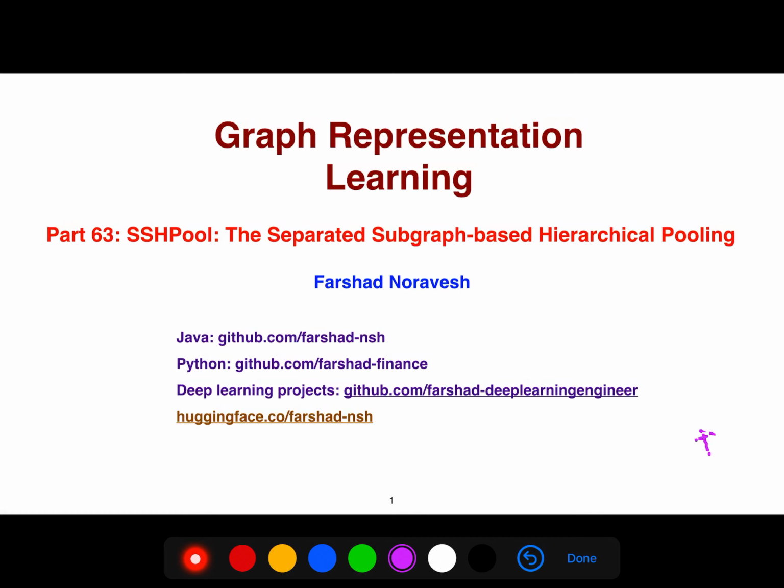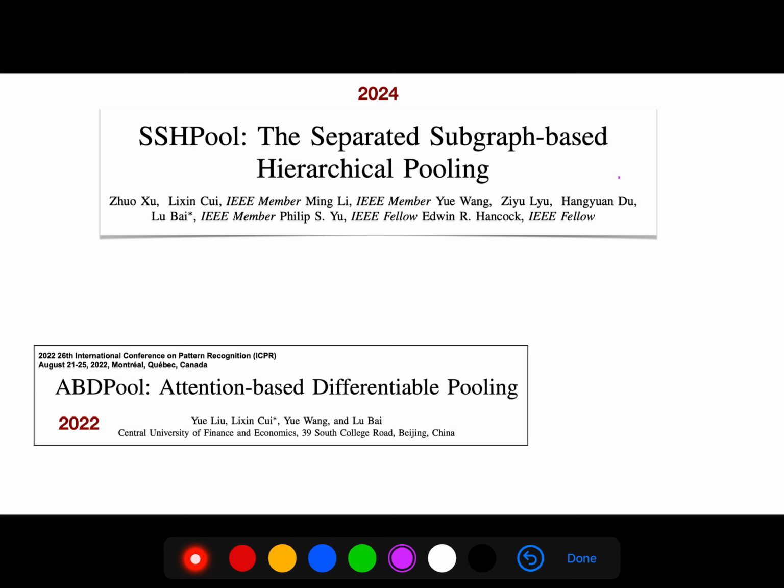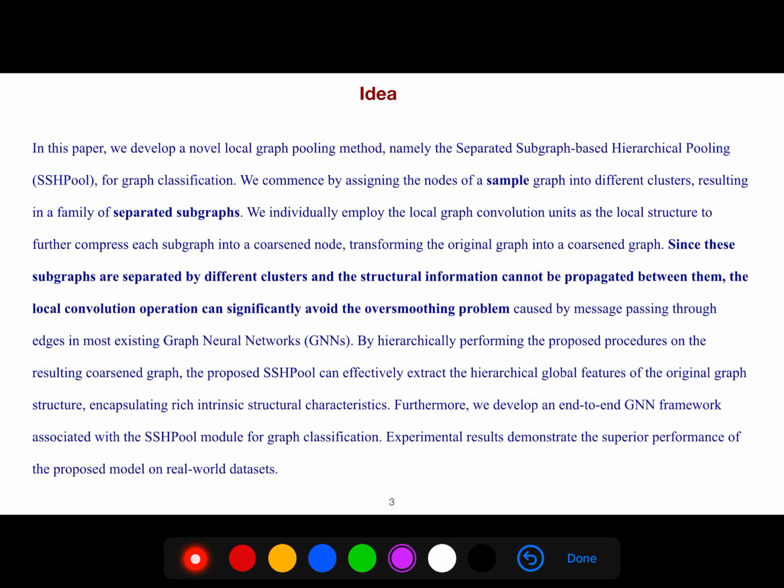Alright, so in this video I'm going to be explaining another important article with the title SSHPool, the separated subgraph based hierarchical pooling. This paper is from 2024. In this paper we developed a novel local graph pooling method, namely separated subgraph based hierarchical pooling for graph classification.